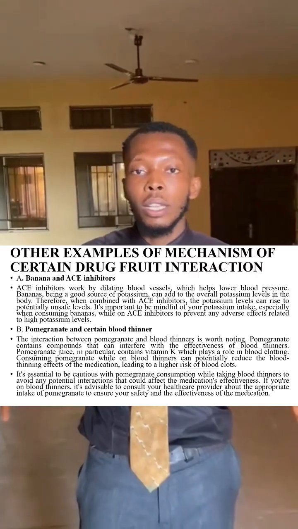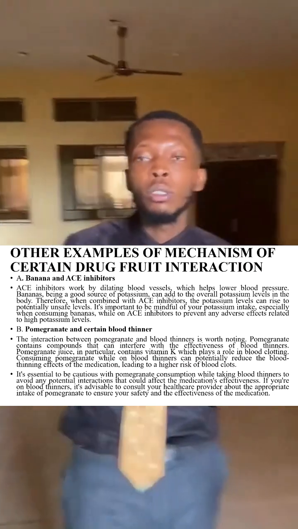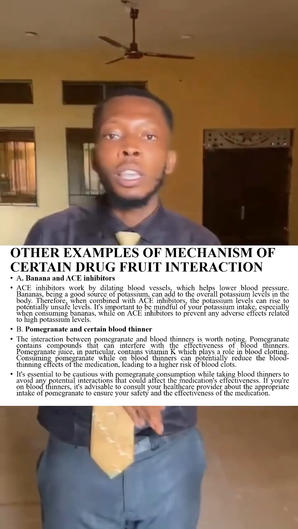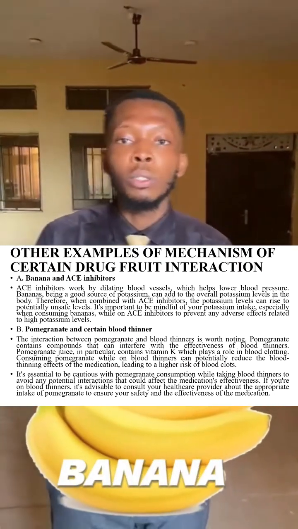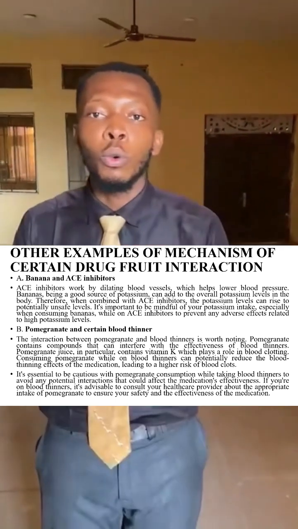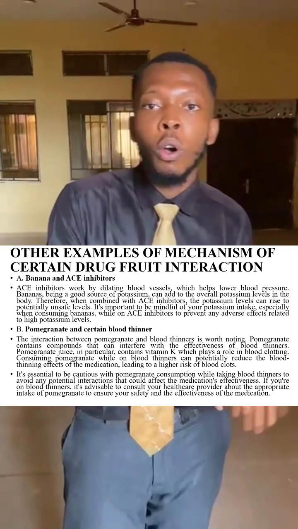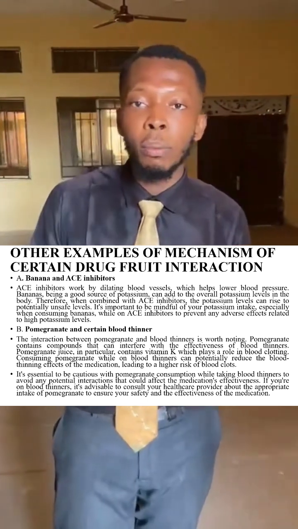Another example is aspirin, which also inhibits platelet aggregation. When taken with foods such as kiwi, which releases vitamin K, this vitamin K reduces its effects. Another mechanism of action is ACE inhibitors with banana. ACE inhibitors dilate blood vessels, thereby lowering blood pressure. When taken with banana, it increases the potassium level of the blood. This increased potassium level inhibits, or blocks, the action of these ACE inhibitors.